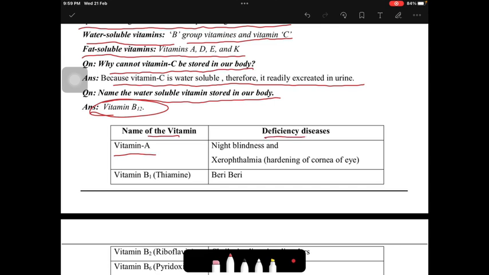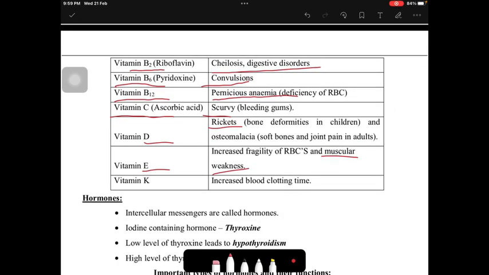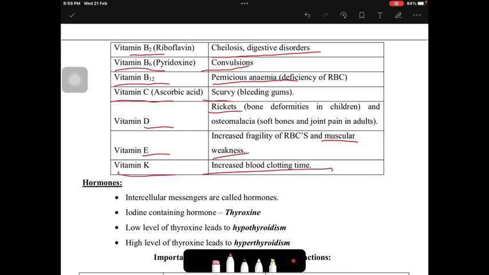Vitamin deficiency diseases: Vitamin A, night blindness. Vitamin B1, beriberi. Vitamin B2, digestive disorder. Vitamin B6, convulsions. Vitamin B12, pernicious anemia. Vitamin C, scurvy. Vitamin D, rickets. Vitamin E, muscular weakness. Vitamin K, increased blood clotting.